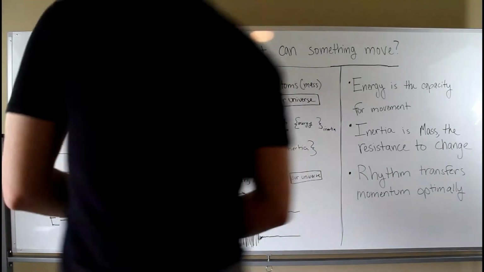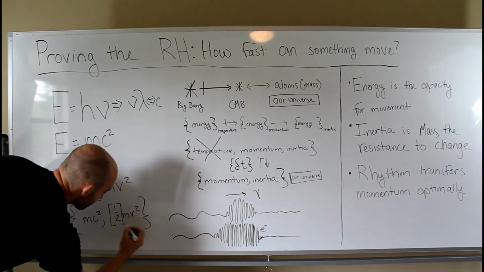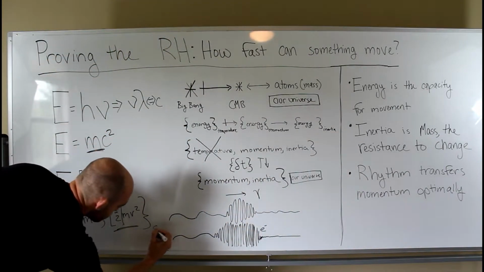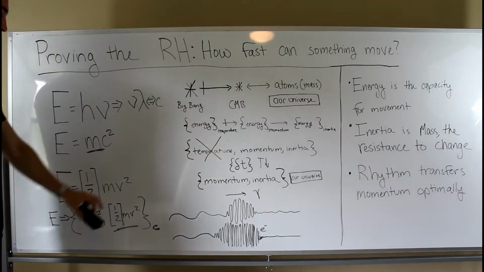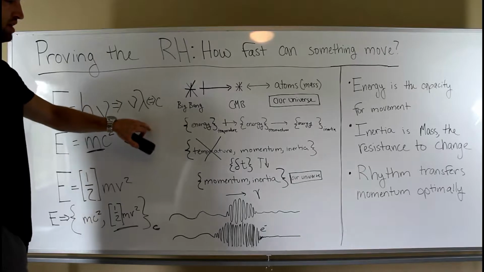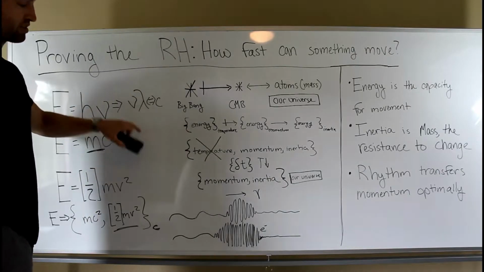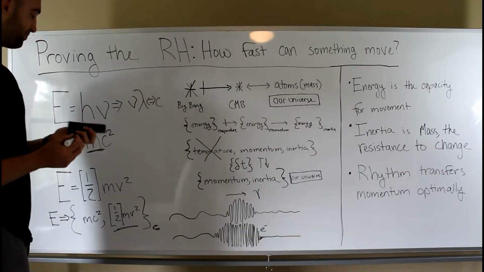Oh, one more thing. Once I fix this right here, the kinetic energy term is bounded by C. I'll put that right there. And that's for the obvious reason that light can't move slower than the speed of light, and mass can never actually reach the speed of light.